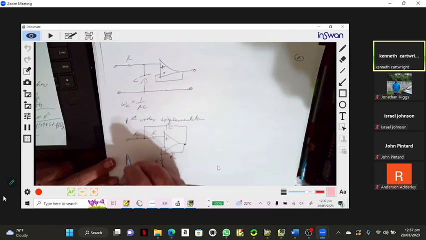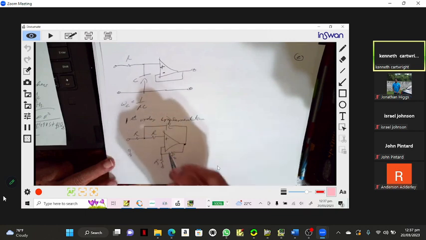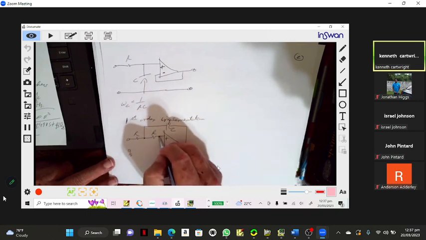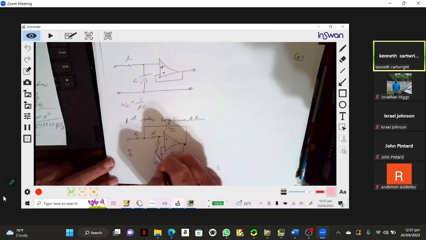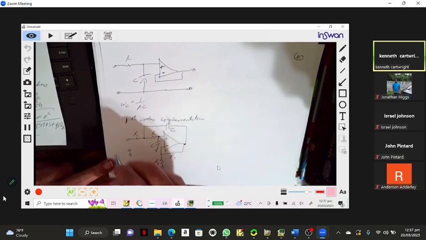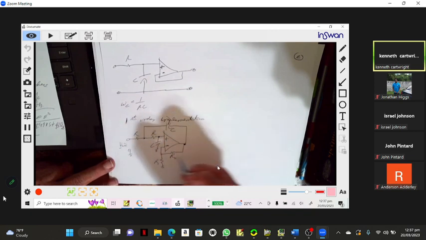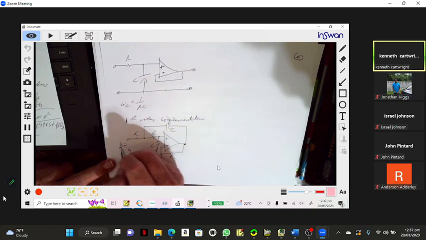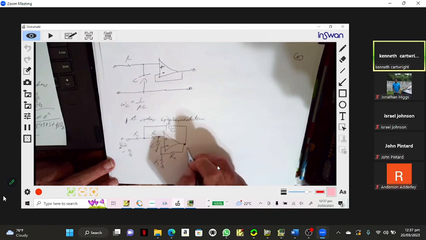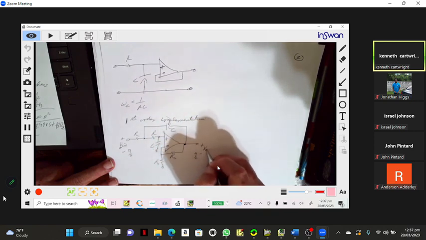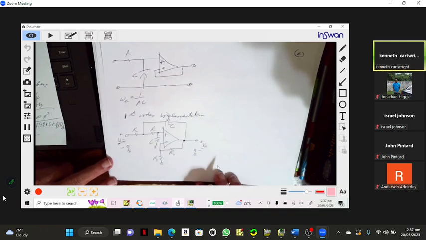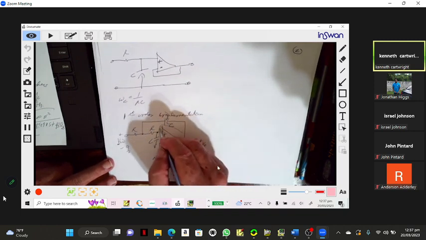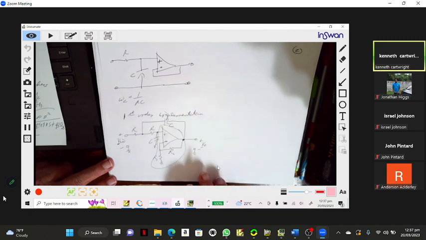This R equals that R, and this C equals this C. And this is Vin phasor, and this is Vout phasor. And what does this form here? What does this form?